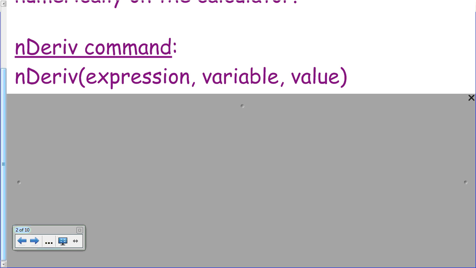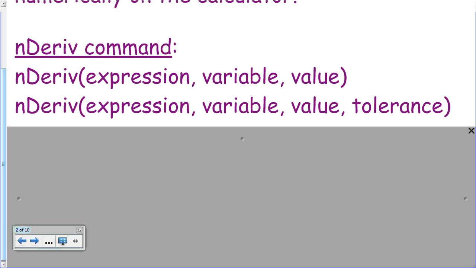Now there is a fourth parameter that is optional. That's why there are two different ways that we can write it, because we can put the tolerance in there or we can leave it out. If you recall how we were initially approximating derivatives, we are finding the slope or the average rate on a very, very small interval. The tolerance is the size of that interval that you want to use.